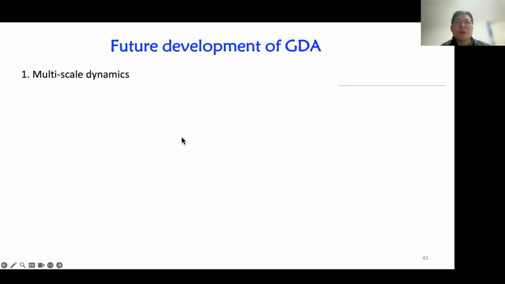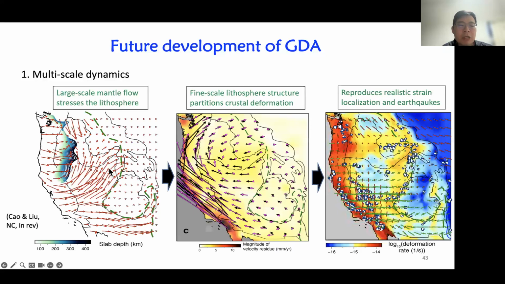Okay, I'm pretty much done with the continent, but I will summarize this with a little bit of future thought. I think the GDA development can allow us to do more things, for example, multi-scale dynamic coupling. This is an example of what we are working on right now. Again, the Western US mantle flow is a large-scale mantle flow, and it generates large-scale stress at the base of the lithosphere.